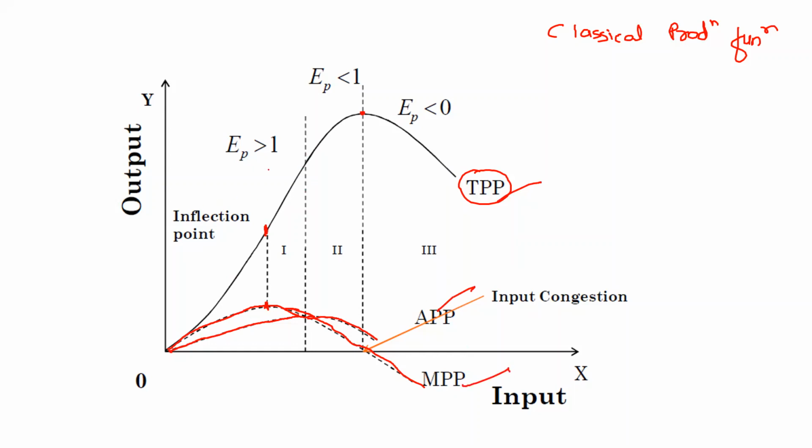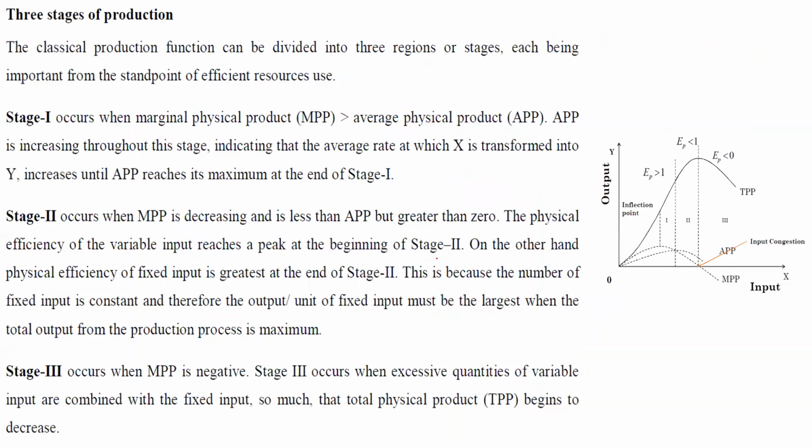Then this total production function is divided into three stages or three regions. This is region 1, region 2, and region 3, or stage 1, stage 2, stage 3. So we'll see this in detail. Now there are three stages of production. A classical production function can be divided into three regions or stages.